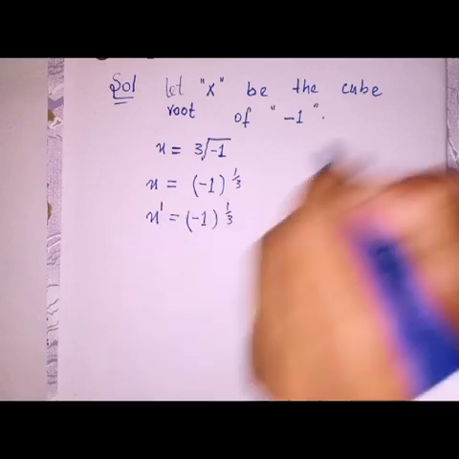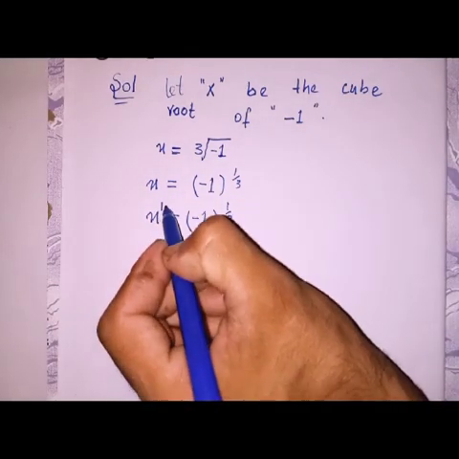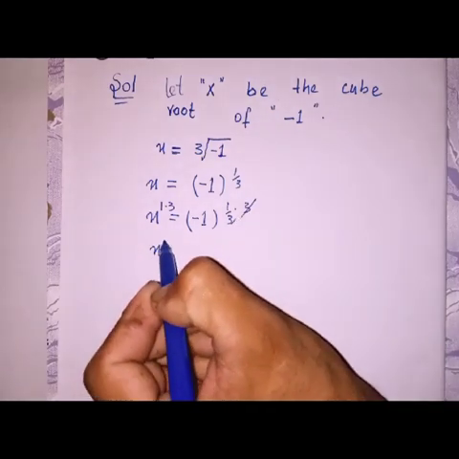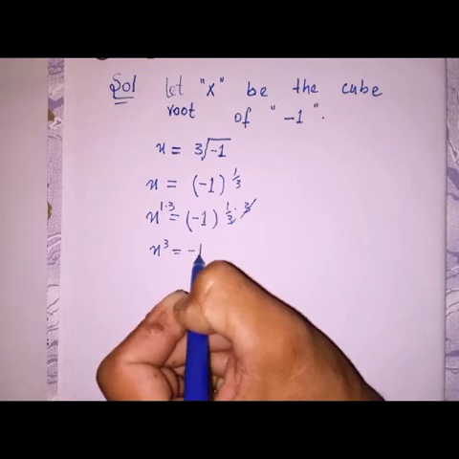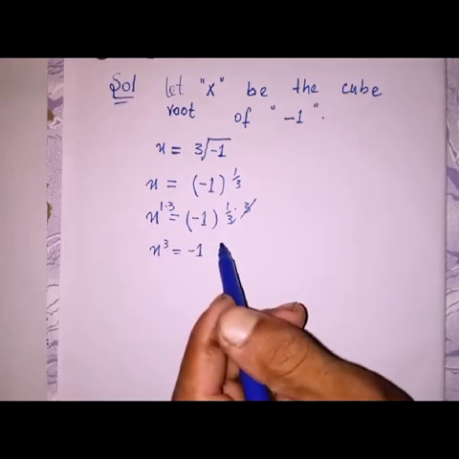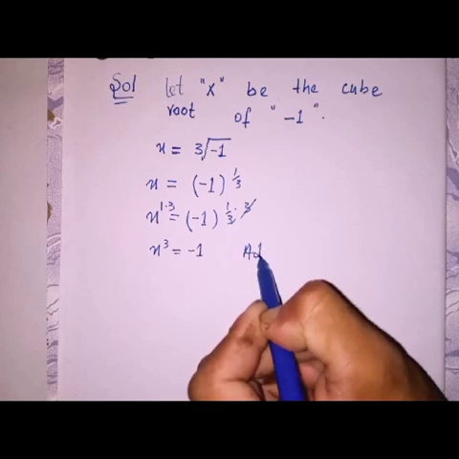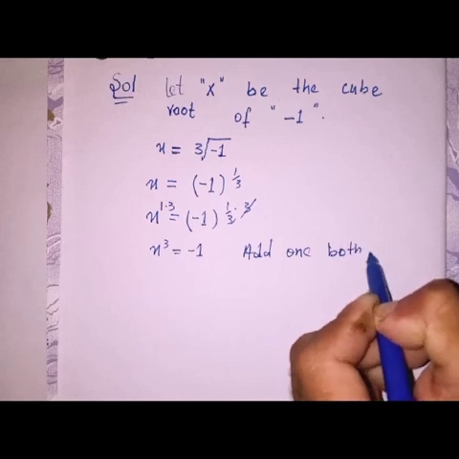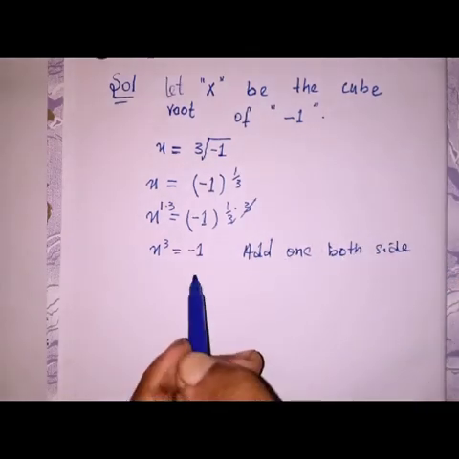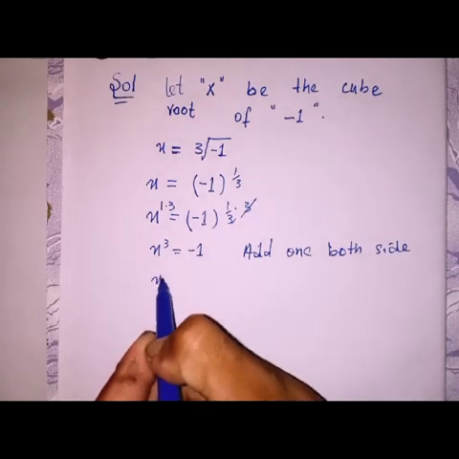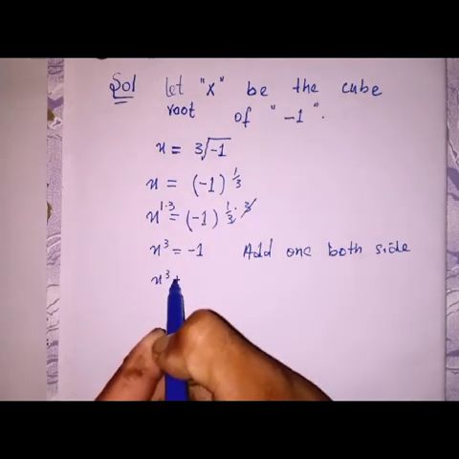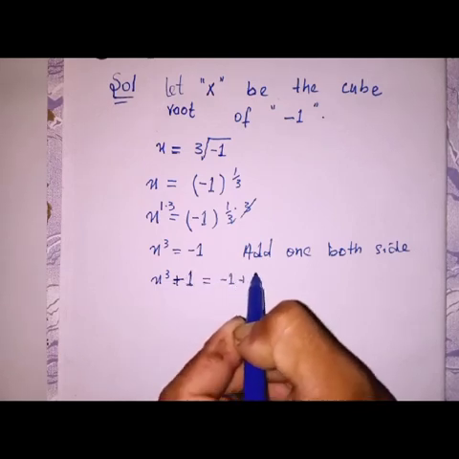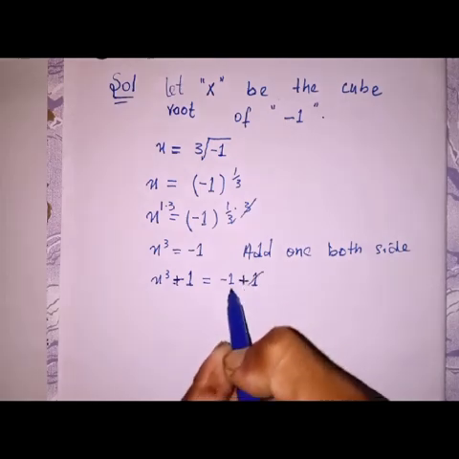Here we have x power 1 and -1 power 1 over 3. So if we multiply 3 to each power, we get x power 3. x cube is equal to -1. Now we have to add 1 to both sides. So if we add 1 to both sides, we get x cube plus 1 is equal to -1 plus 1. So -1 plus 1 gives us 0.